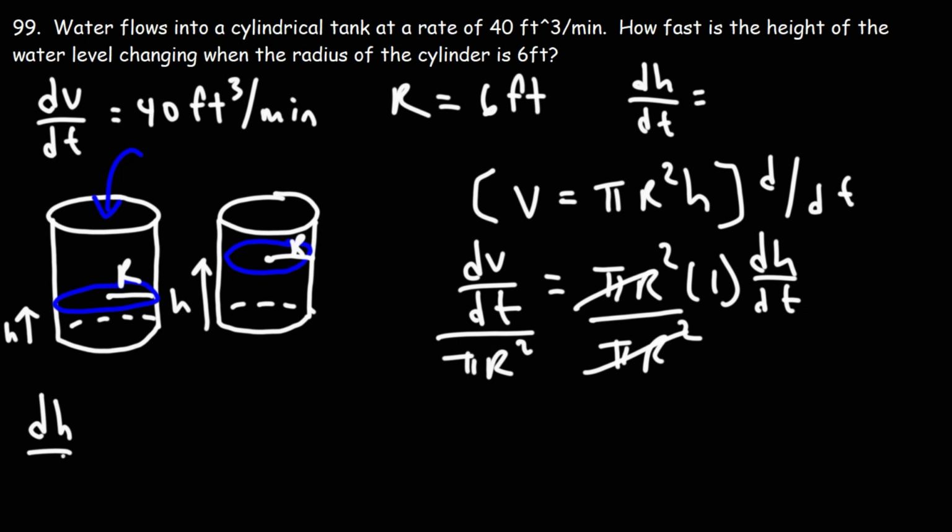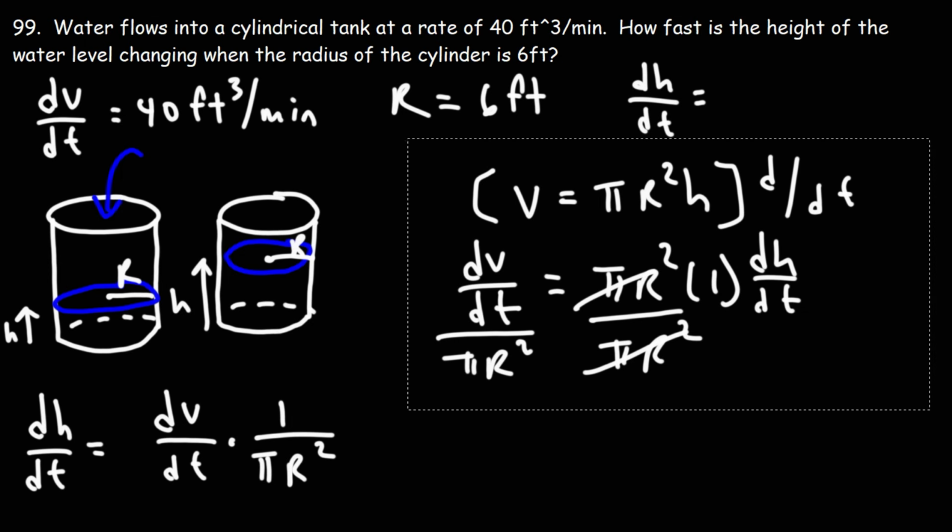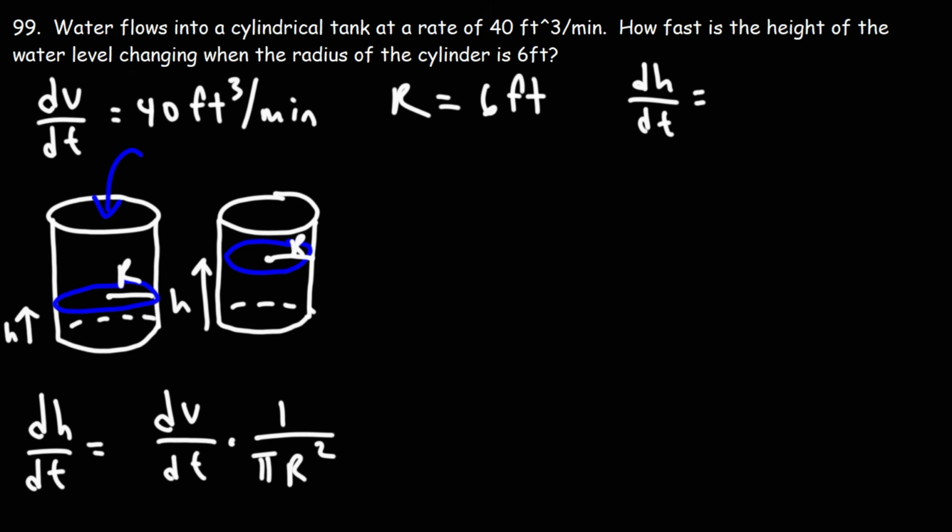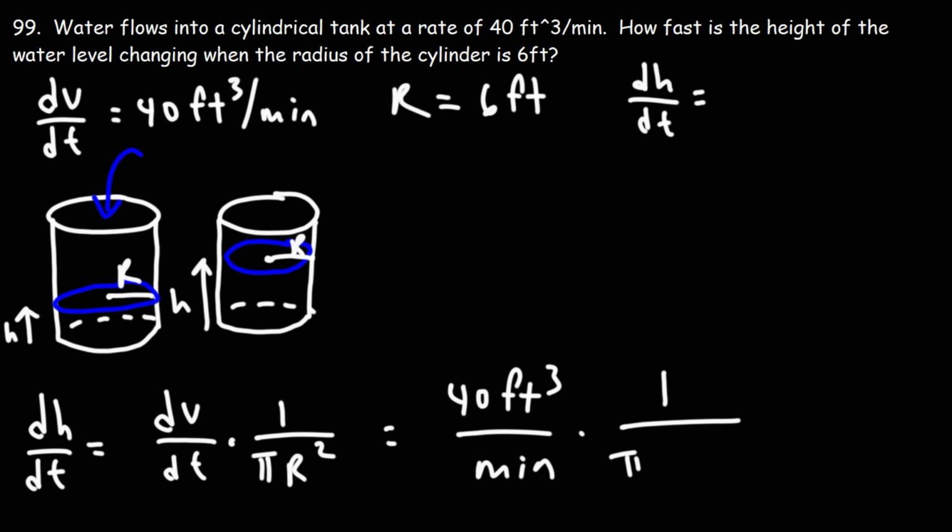So we have dH/dt is equal to dV/dt. And instead of dividing that by pi r squared, we can write it as 1 over pi r squared. This setup will help you to see what the units of dH/dt should be. dV/dt, this is 40 cubic feet per minute. And then 1 over pi, r is 6 feet. And we're going to square that.